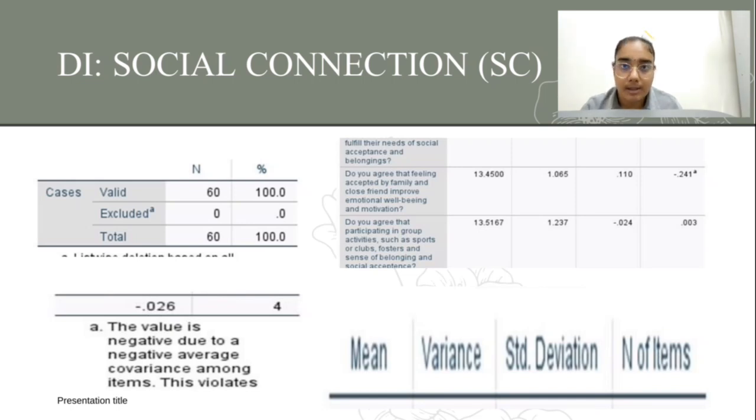If this item is deleted, the Cronbach's alpha value slightly decreases to negative 0.241. The lowest item-total correlation value is negative 0.024. If this item is deleted, the Cronbach's alpha value slightly increases to 0.003.